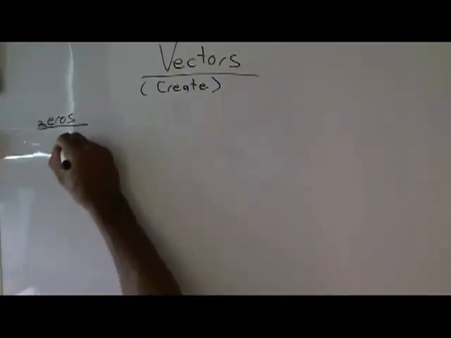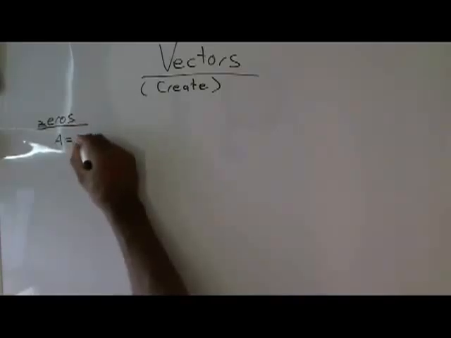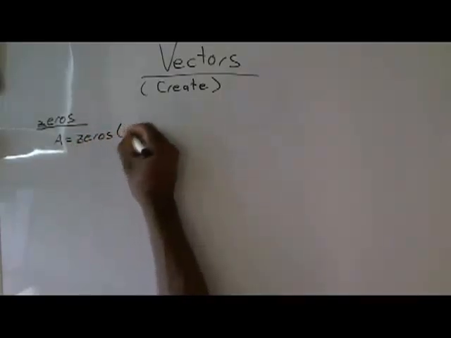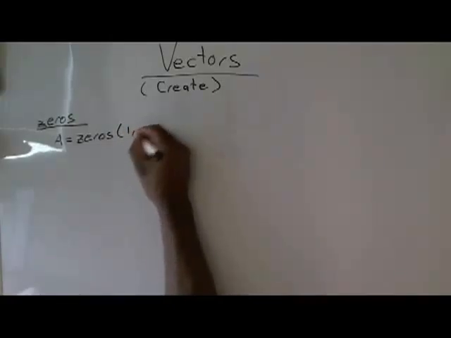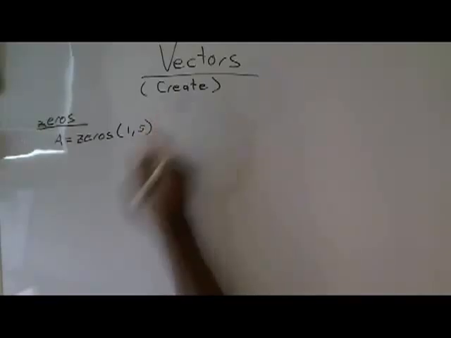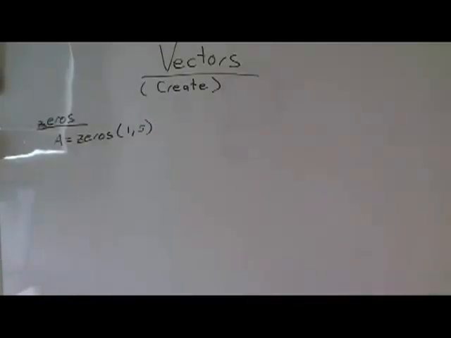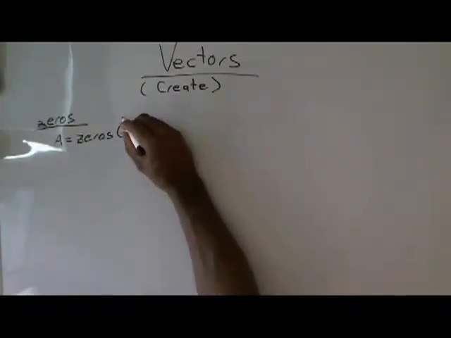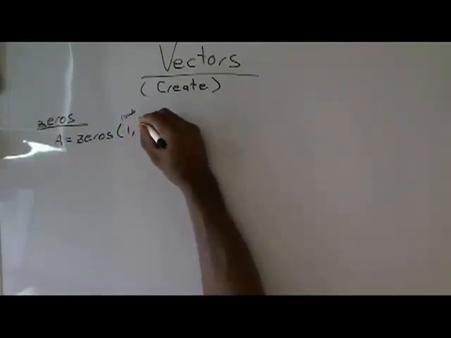Now, the trick here is the command looks exactly like this. Zeros. If I wanted to create a vector with 5 zeros in it, I would do zeros 1, 5. Now, why are there two numbers here? This first number represents the number of rows in the vector, and the second represents the number of columns in the vector.